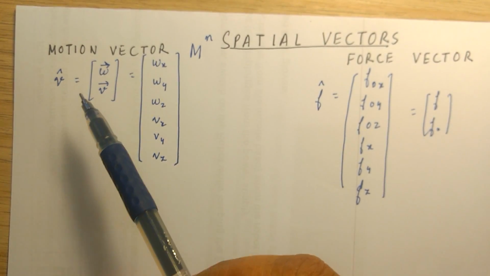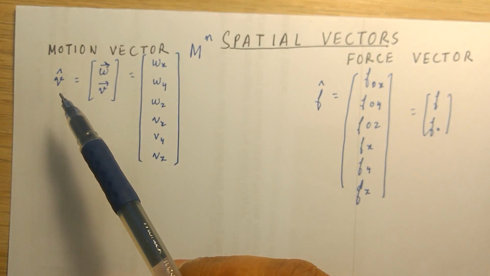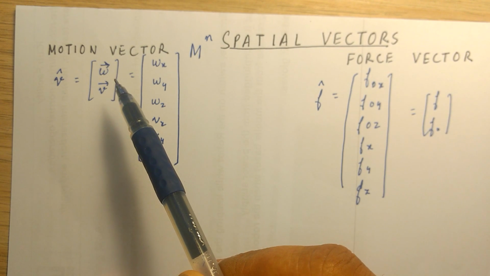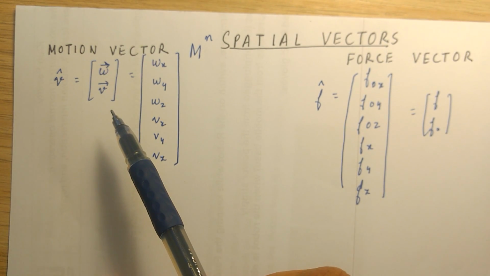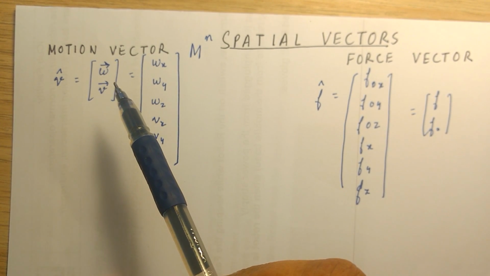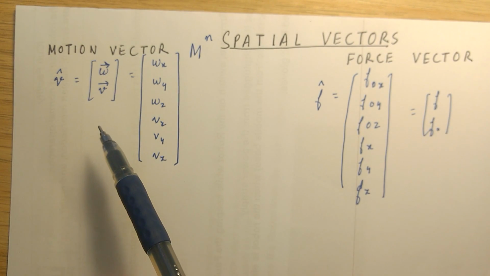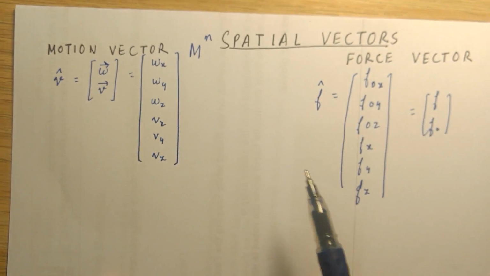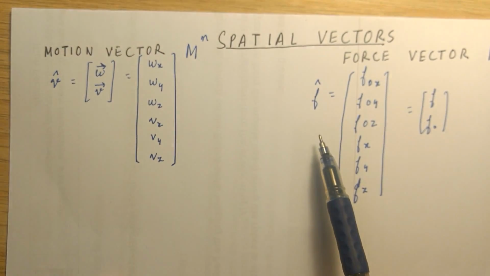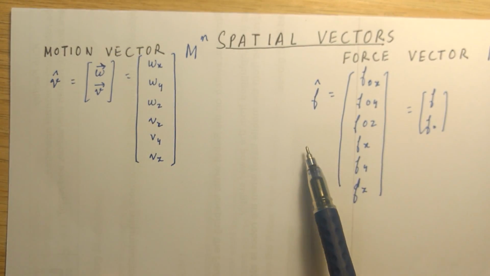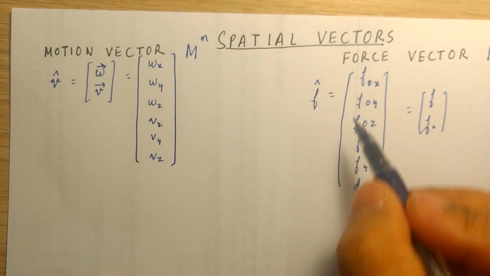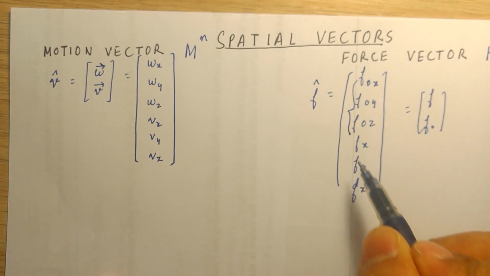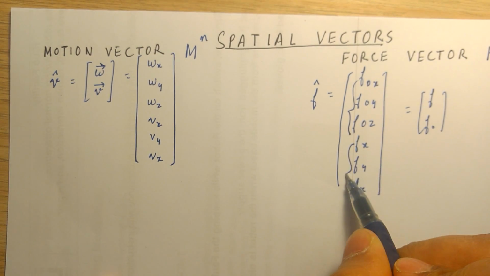Thus, the spatial vector v would be the combination of omega and v, that is the combination of the angular and the linear part, which turns out to be this. And the force spatial vector would be the combination of the angular part and the linear part.